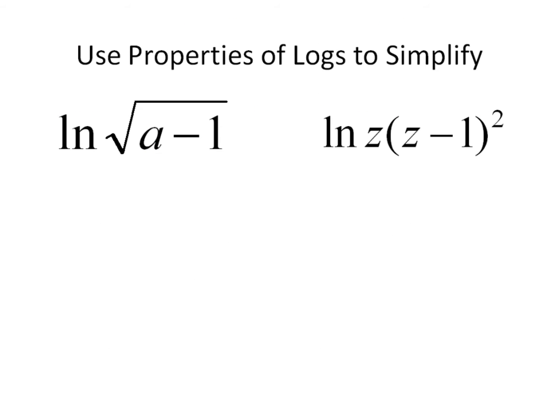Okay, so we're going to use log properties to simplify. Again, this isn't really calculus. This is a review of Common Core, I don't know what, Math 3, Math 2. But basically, the first thing we want to do here is rewrite this as the natural log of a minus 1 raised to the 1/2 power because of the property. And then the power property says that the 1/2 will drop.